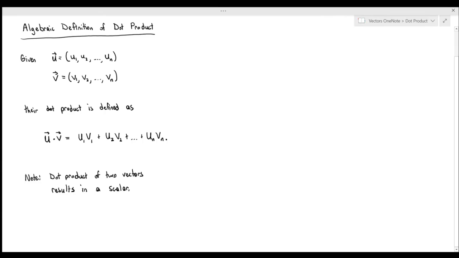But given two such vectors with n components, we define their dot product as follows. You multiply their components together, and then you add all of those products up.